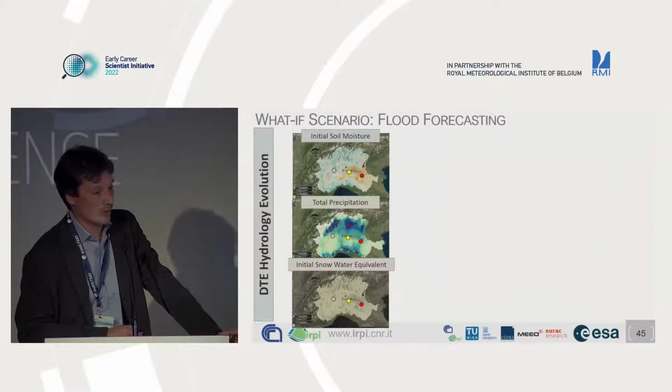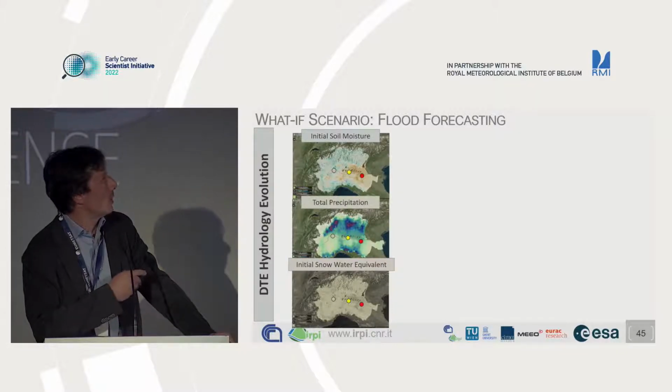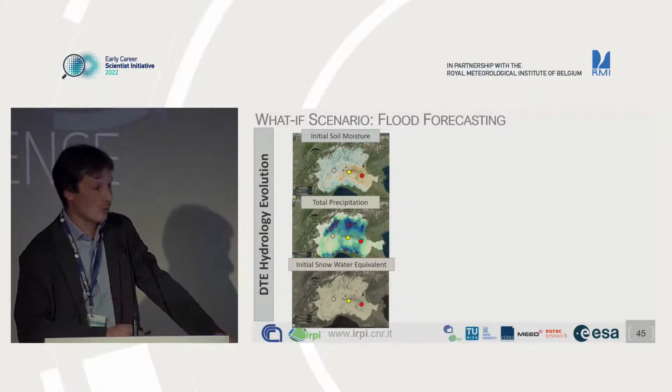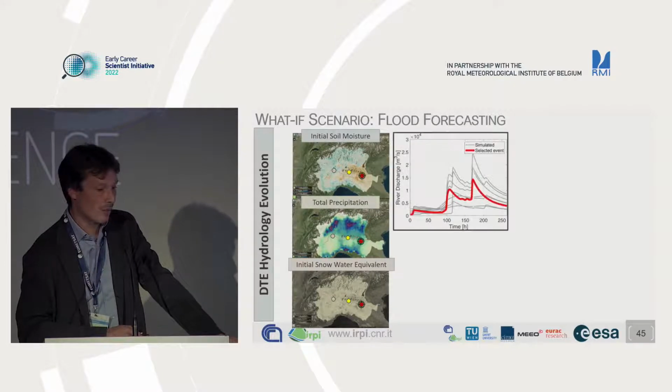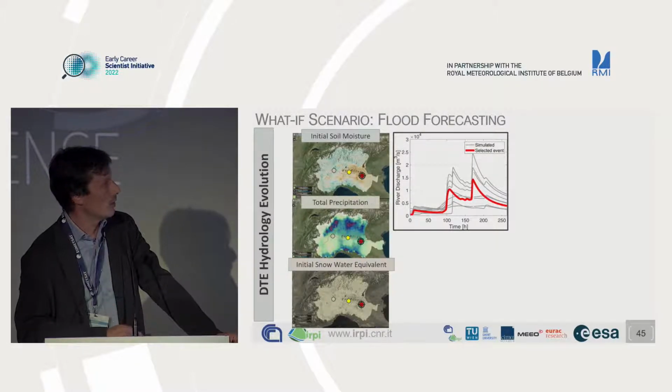And that's why with this, and now also again with the evolution of the Digital Twin Earth project, we are developing what-if scenarios for flood forecasting. For instance, now we have high resolution soil moisture, precipitation, and also snow. And we have developed an approach for developing different flood scenarios. This is the time series of river discharge over time.